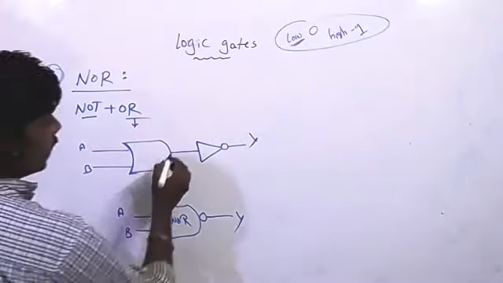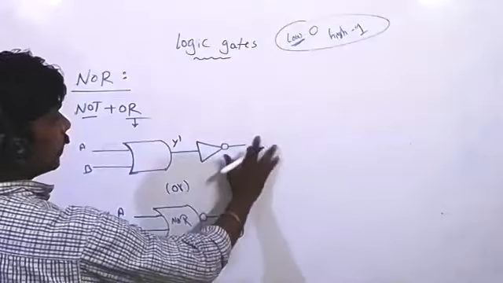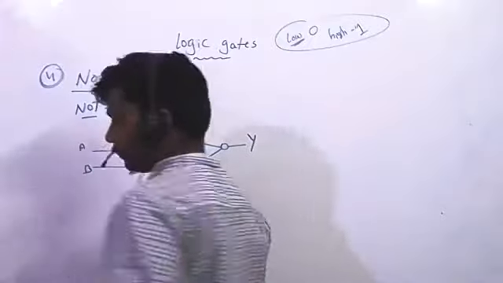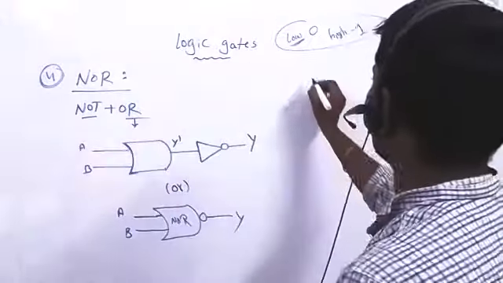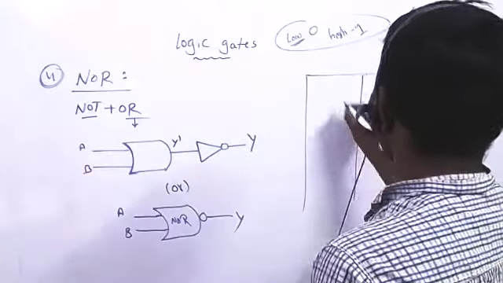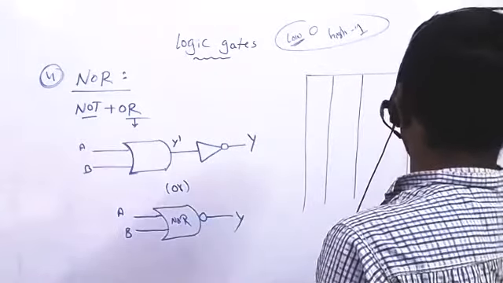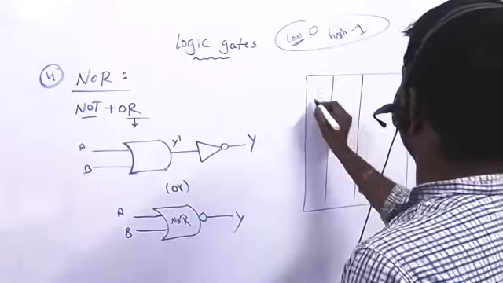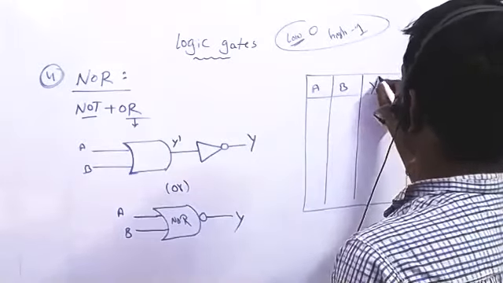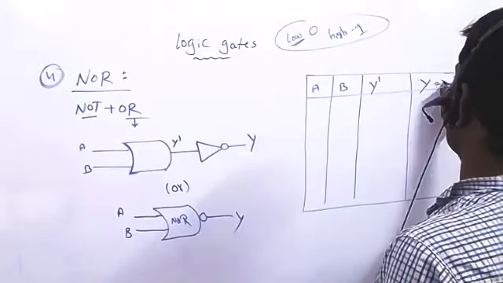Yes, sir. I will take whatever result is coming here as y dash, and it is y. It is y dash, because look at this. Now we will draw the circuit like a truth table: A, B, y dash, and it is y. So y equals y bar.